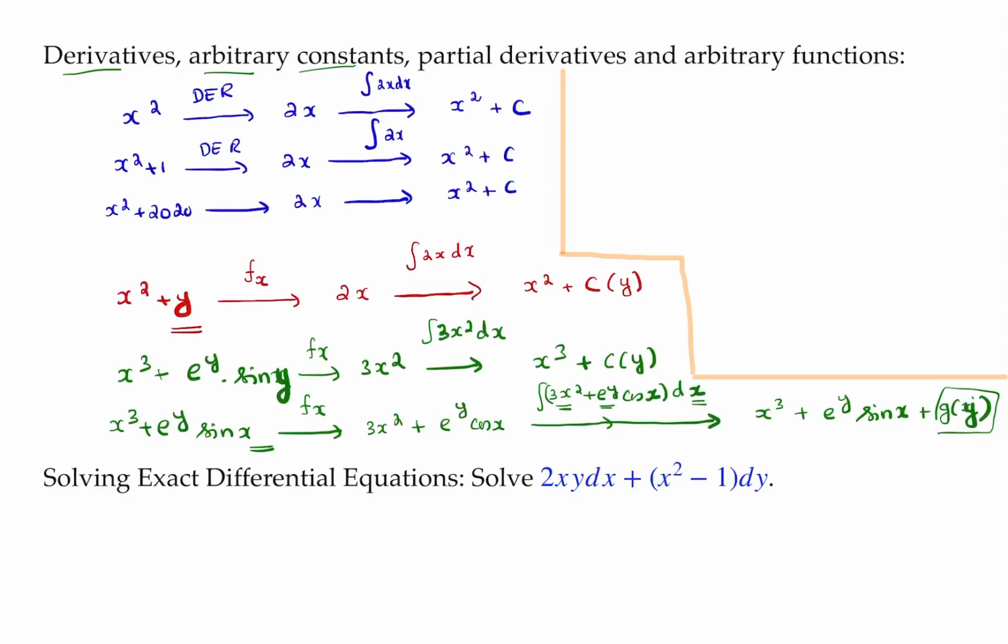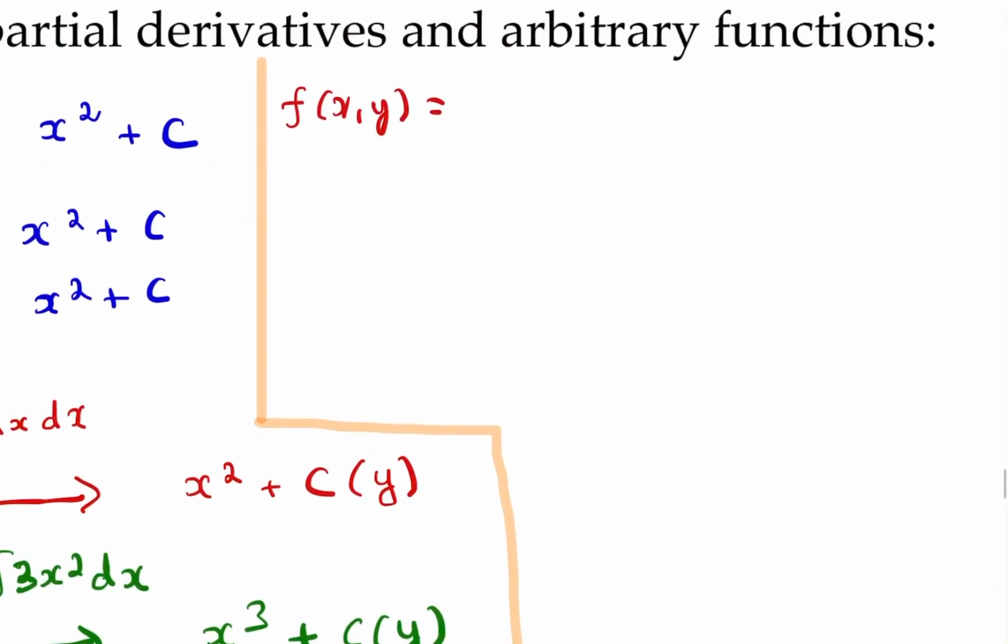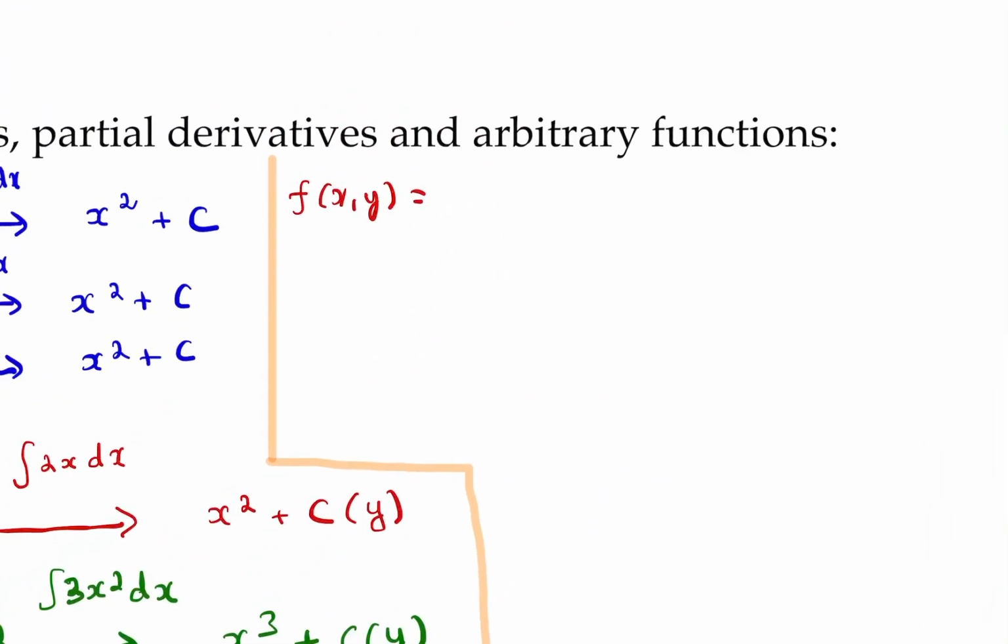Suppose I have this function, let's just say f of x comma y, which is x squared plus y cubed. And you do the derivative with respect to y, fy, which is 3y squared. And if you integrate this with respect to y, then you're going to have simply y cubed.